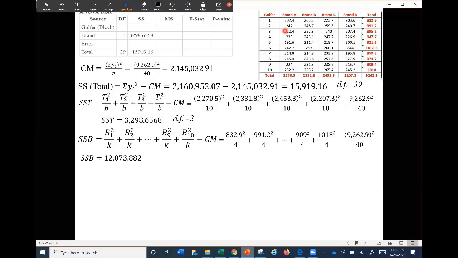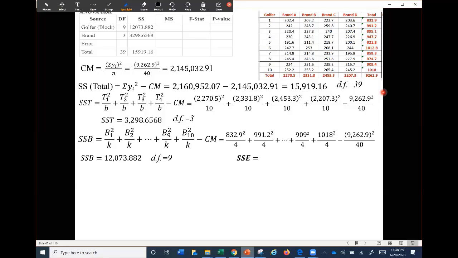The sum of squares for block measures the variation of the mean of each golfer with respect to the overall mean, in the same way that the sum of squares for treatment measures the variation of the mean of each treatment with respect to the overall mean. Then for the sum of squares for block, we have 10 means compared with the overall mean. Then the degree of freedom is 10 minus 1, equals 9 degrees of freedom.